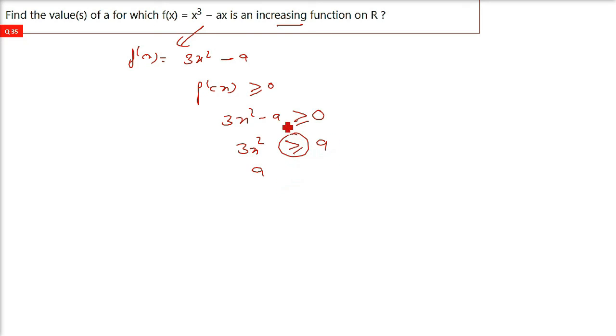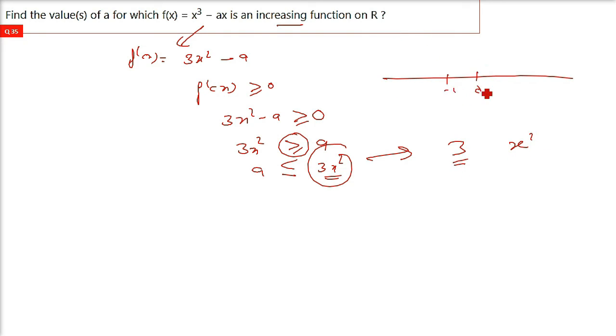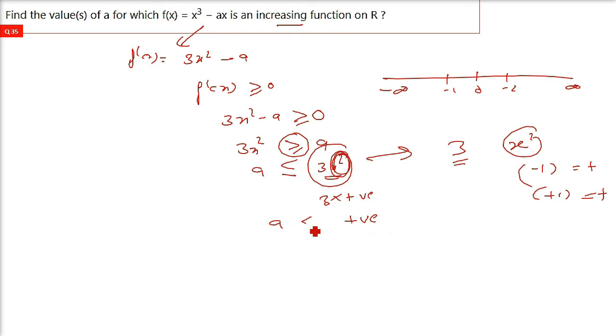So when we take this inequality, a is less than or equal to 3x². Now you tell me what will be the lowest value of x², because 3 is a constant and x can vary over any value. These are real numbers, and x² can take only non-negative values, so it will always be positive. And what is the lowest number which you can have? 0. So a is less than or equal to 3 into 0, so a should be less than or equal to 0.